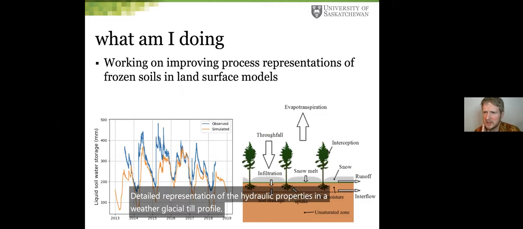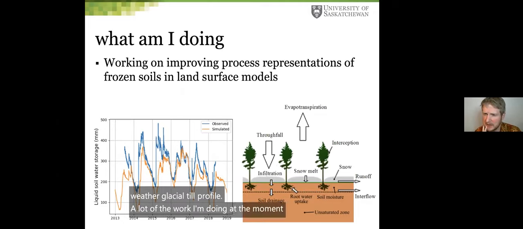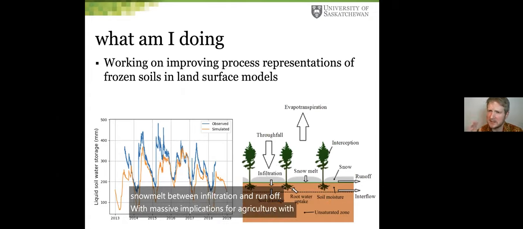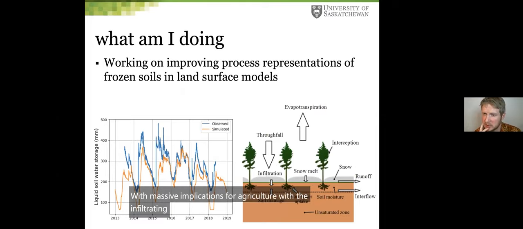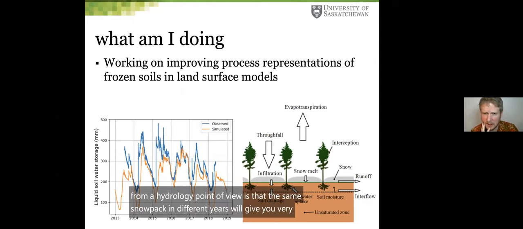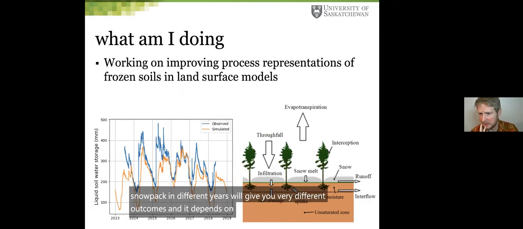A lot of the work I'm doing at the moment is focused on frozen soils and the role that they play in partitioning snowmelt between infiltration and runoff, with massive implications for agriculture. The infiltrating snowpack is the major source of water for crops in dryland agriculture. The complication from a hydrological point of view is that the same snowpack in different years will give you very different outcomes. And it depends on the state of the soil at the time of freezing.